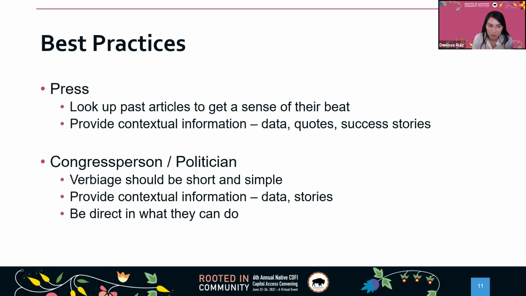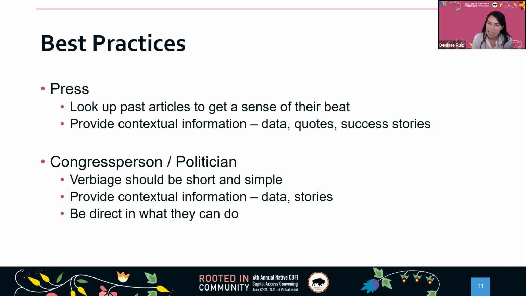Okay, and so the last category that I added was a congressperson or a politician. This is a little hybrid of a few others. You want to keep it short and simple, but you can also provide contextual information. If you're giving them a brief, like, "Hey, congressperson, I think you should vote this way on this thing," you might want to have some data points in there: how is your community affected? Why are you encouraging them to vote a certain way? Maybe include some stories in there.